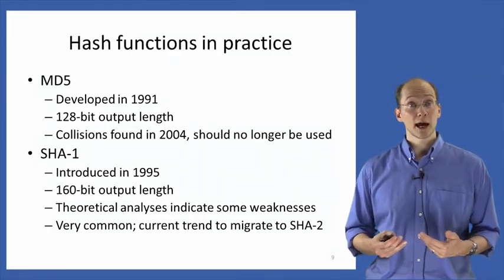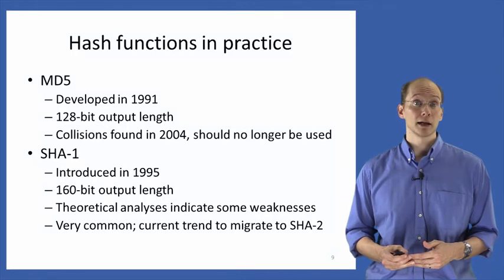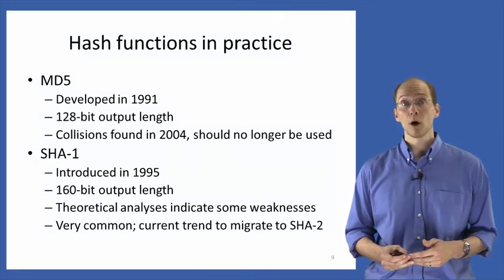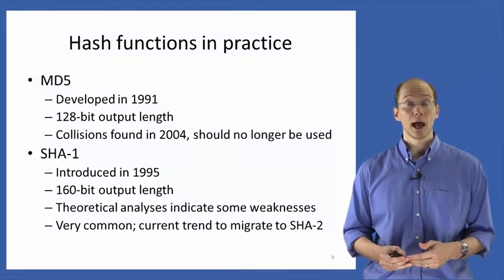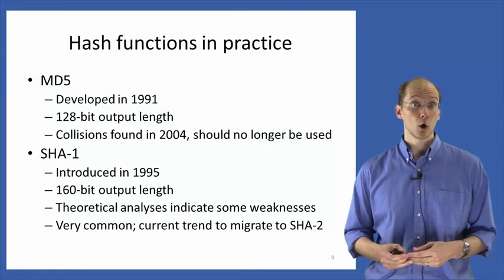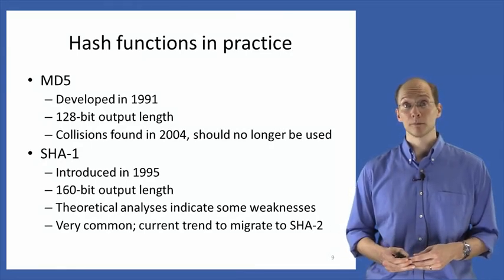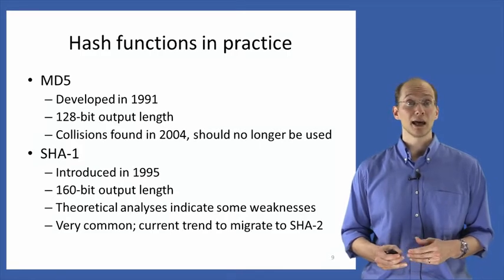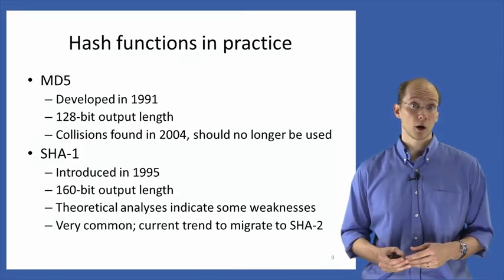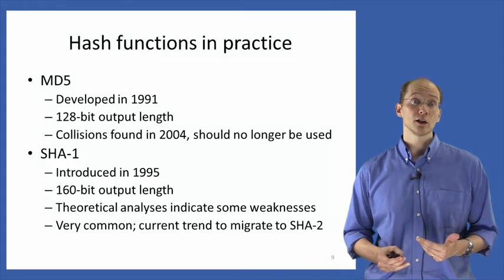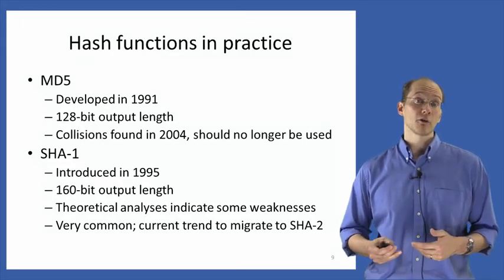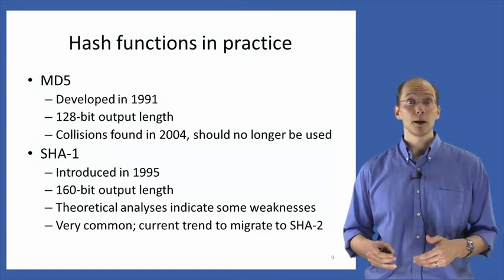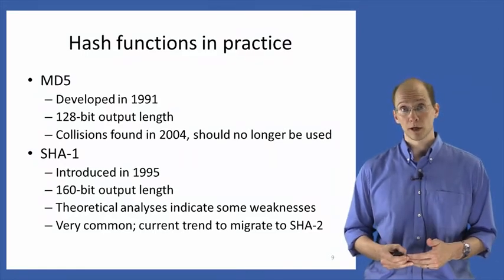SHA-1 is a standardized hash function introduced in 1995. SHA-1 has a 160-bit output length, and so ideally, we can hope that it provides about 80-bit security. Very recently, theoretical analyses have indicated some weaknesses in SHA-1. And although currently no collision attacks on SHA-1 are known, because of these theoretical weaknesses that have been discovered, people have begun migrating away from SHA-1.